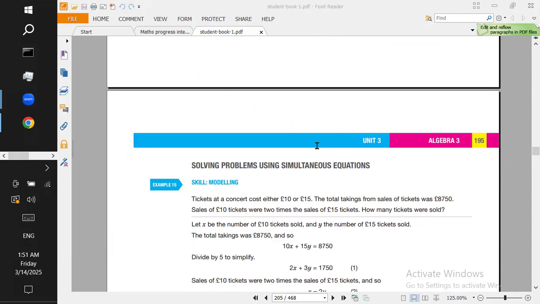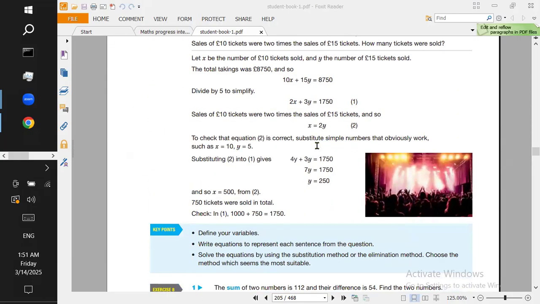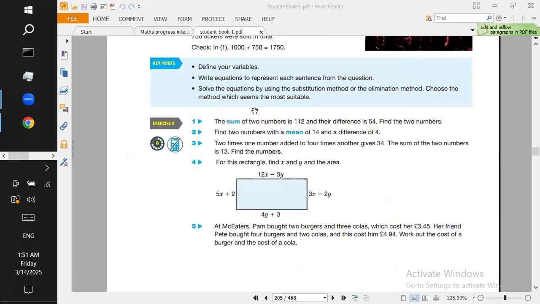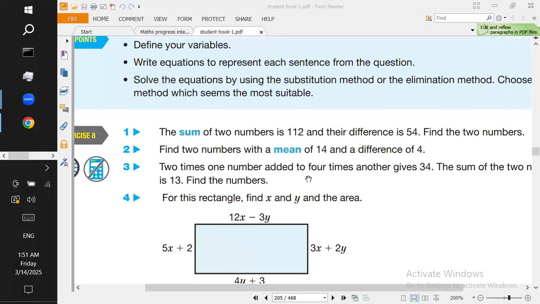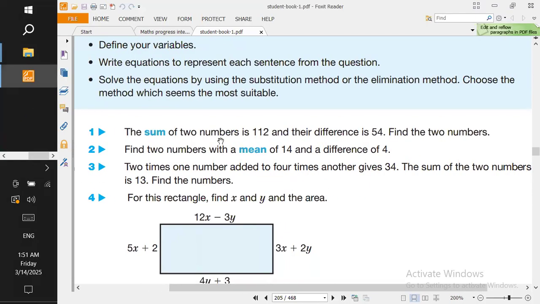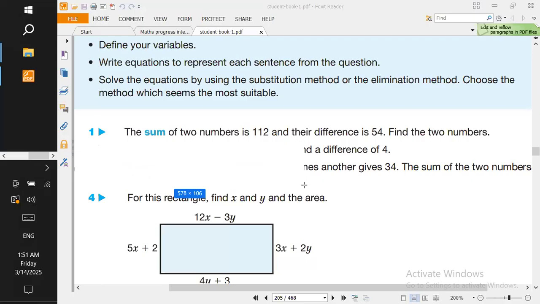Now, solving problems using simultaneous equations. It means having problems or word problems that make simultaneous equations, and then you use them to solve with simultaneous equations. Okay. So, for example, here, let me show you some questions. The sum of two numbers is 112, and the difference is 54. Now, let me show you how you answer questions like these. These questions you have to make your own equations and then solve them.